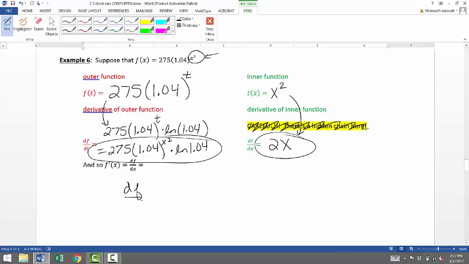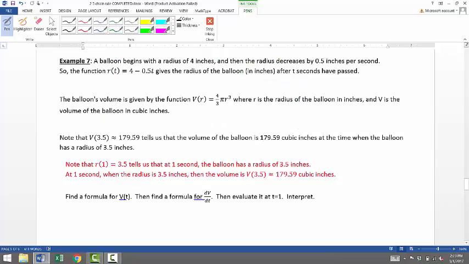So overall, df dx, we have to multiply the derivative of the outer function times the derivative of the inner function. In example 7, we're told that a balloon begins with a radius of 4 inches, and then the radius decreases by 0.05 inches per second. So that means that we have a linear function for the radius. It outputs radius when you input t, which is the number of seconds that have passed.